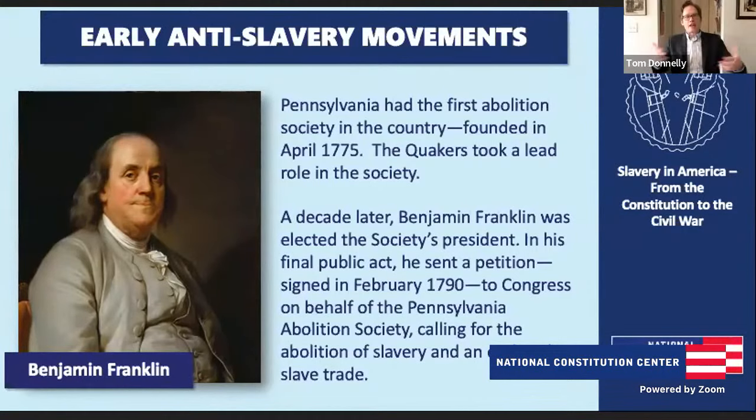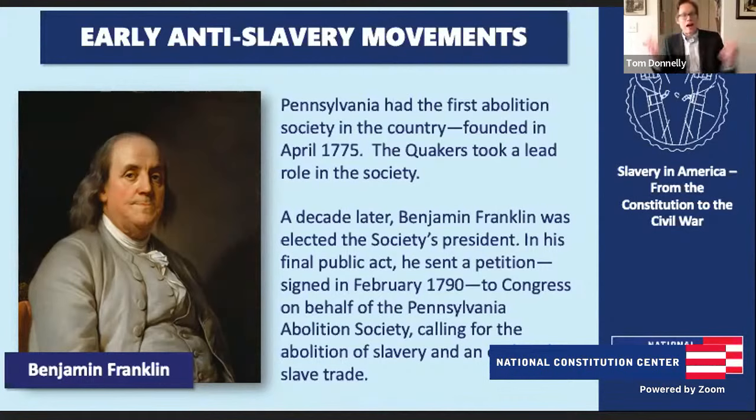So Pennsylvania has the first abolition society in the country, founded in April 1775. The reason why is we have the Quakers. The Quakers were powerful anti-slavery voices from the beginning. So Franklin, through the years, is hearing these arguments from the Quaker community in Philadelphia. Eventually, he turns to abolitionism late in life.